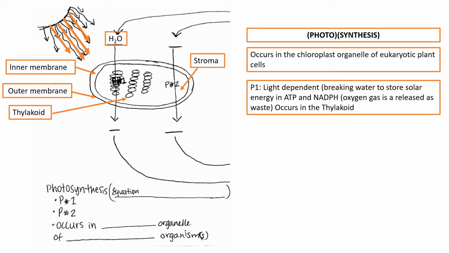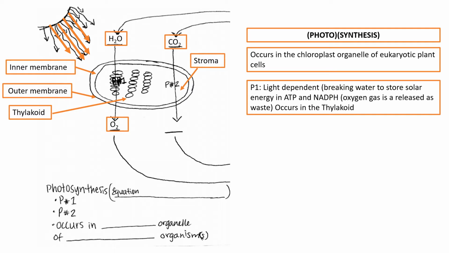So whenever we break down water and use solar energy, we're creating oxygen gas as a waste, meaning we get rid of it. Plants don't need that oxygen gas when they do photosynthesis. We produce ATP and we produce that NADPH to use in the next part.